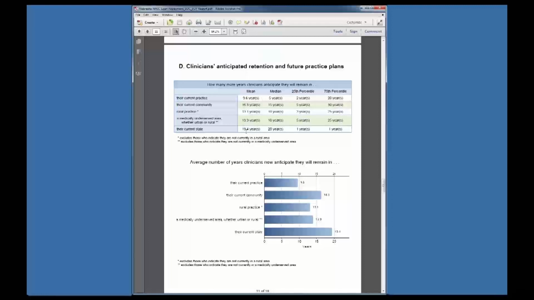If you look at these numbers, these are clinicians who are currently being surveyed at the end of 1 year of NHSC loan payment service, or at the end of that service. The number of more years they say they are going to stay is 9.6 years for the mean, which is your average, and 5 years for the median, which means there's a whole bunch of people here who are saying 20 or 25, because the mean and the median are so different.